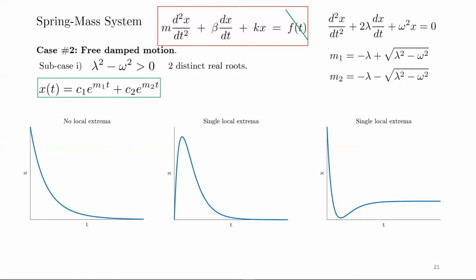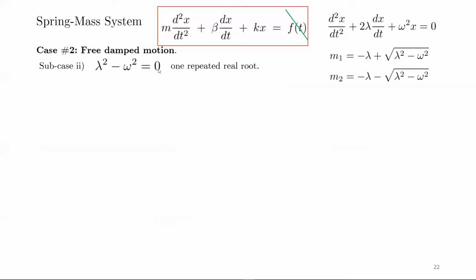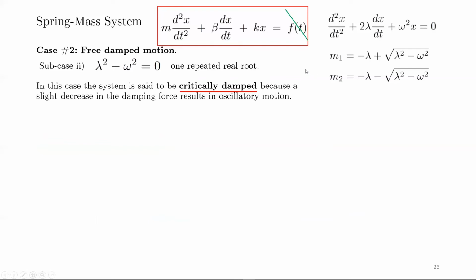But okay, what about subcase 2? This is when lambda squared minus omega squared equals 0 exactly. So you get one repeated root here. This is what we call the system being critically damped, because if we slightly decrease the damping force, we get oscillatory motion. If we slightly increase it, then we get an overdamped system.